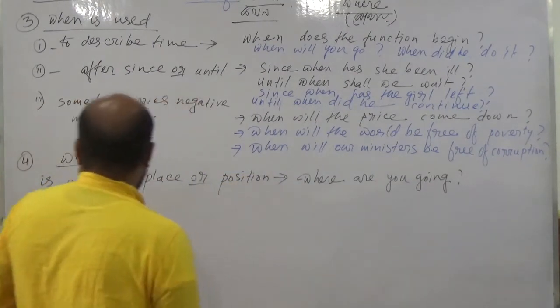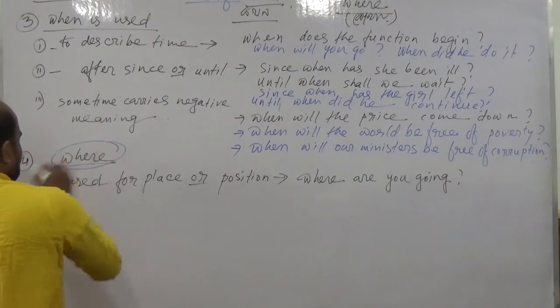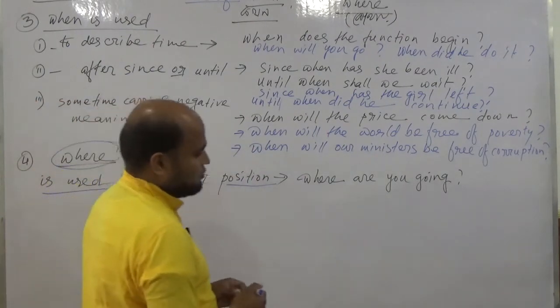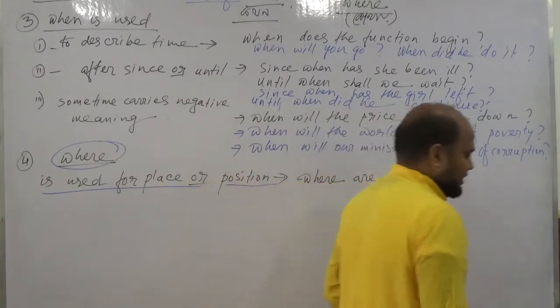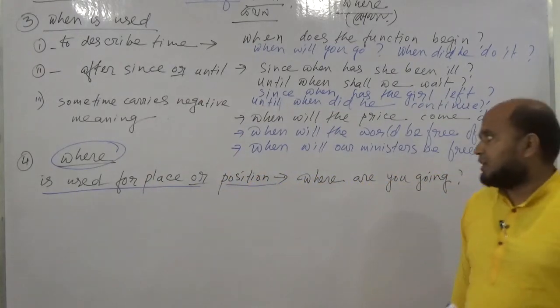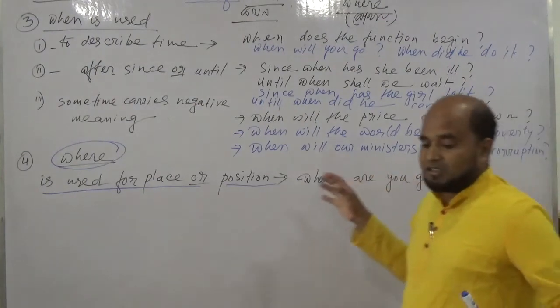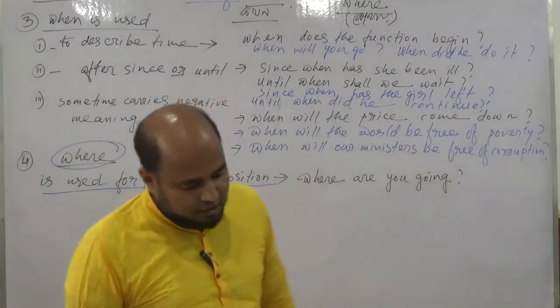Another WH word, where. Where is used for place or position. To describe the place or position of the subject, we can make questions by using where. Where are you going? Okay, where are you going?